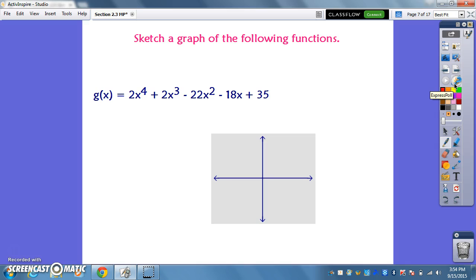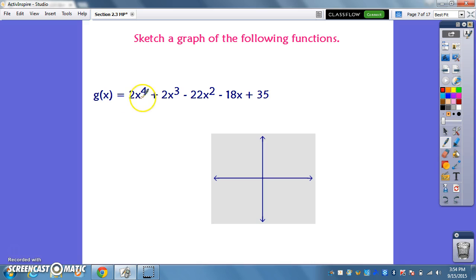Alright, so our first example here says sketch a graph of the following functions, and the only things that we're going to worry about right now is the end arrows. We're going to make sure that those are pointing the correct direction. We are going to put the y-intercept at an appropriate place, and we're going to make sure that we don't have too many zeros and too many maxes and mins.